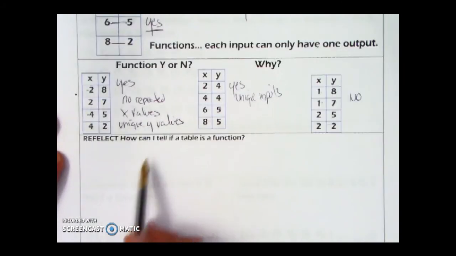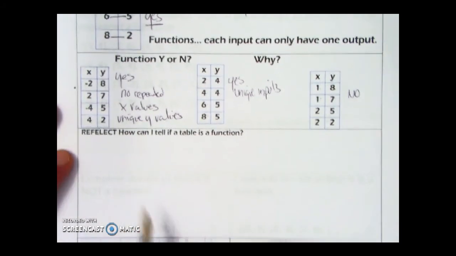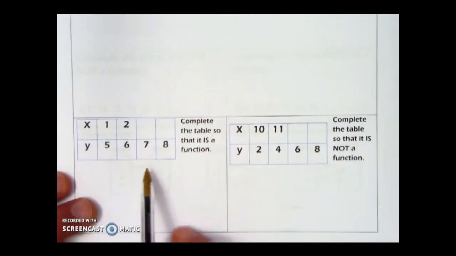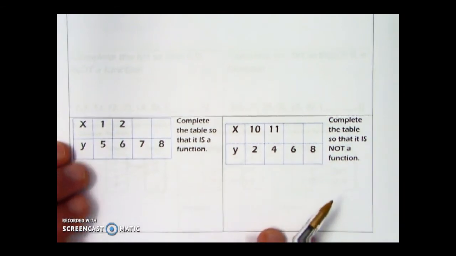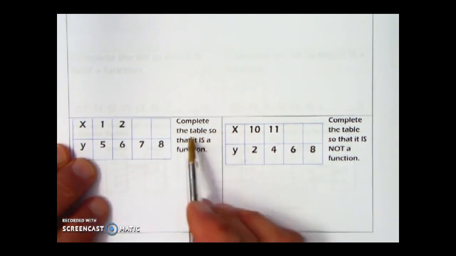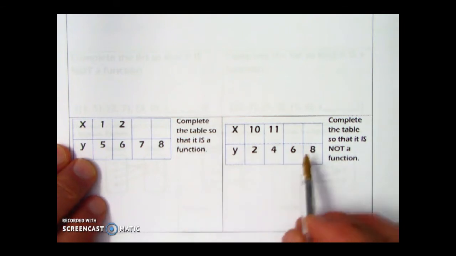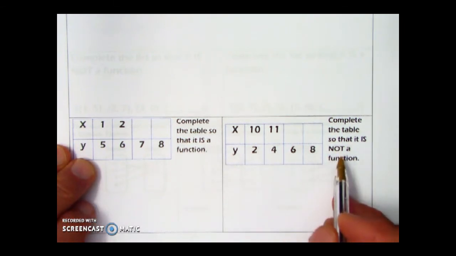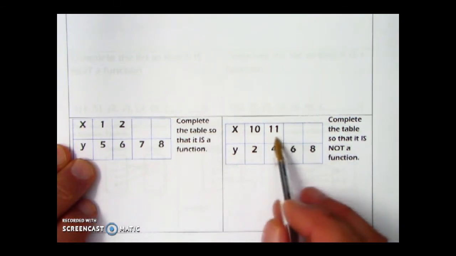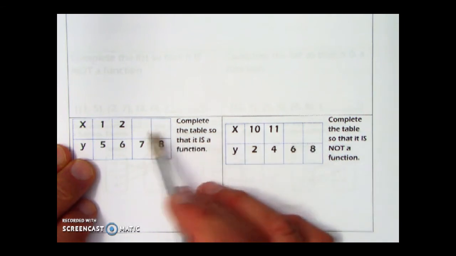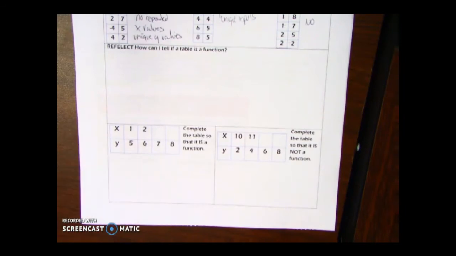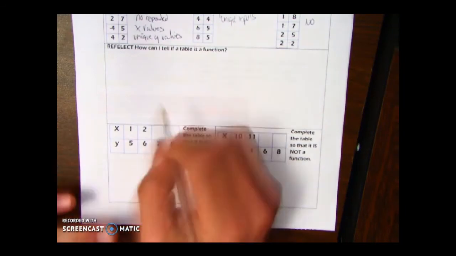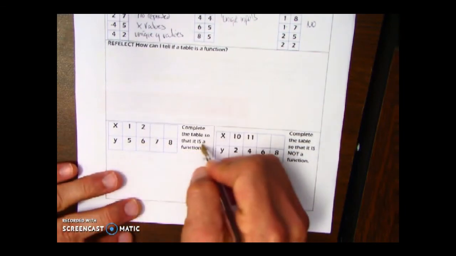So reflect. Write a statement here about how you can tell if a table is a function. In this one, you can put in pretty much anything you want, just complete the table so that it is a function. Here, complete this table so that it's not a function, with x values that would not make it a function. Here, with x values that would make it a function. I wanted to quickly answer what you might have put in here.